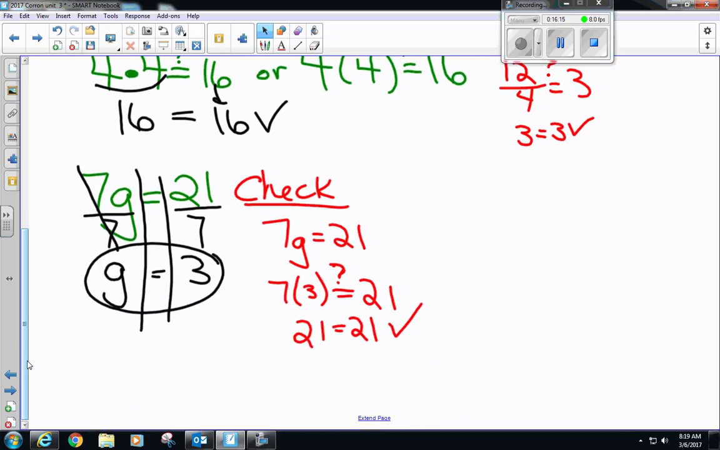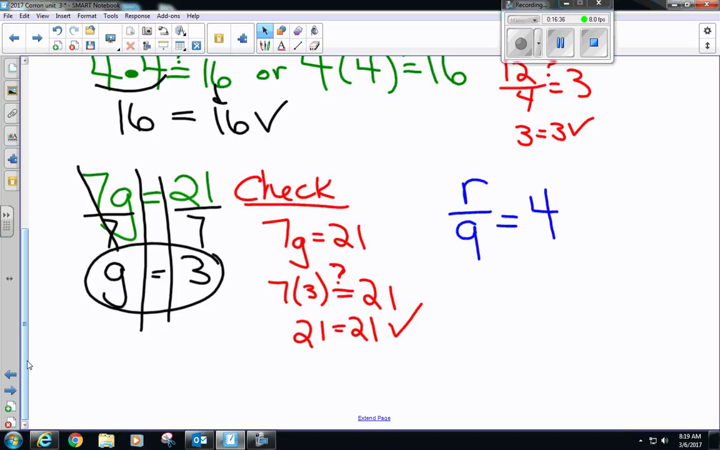One more. Oh, let's see. R over 9 equals 4. I like multiplication ones because they're easy to make up. So there's nothing to worry about.